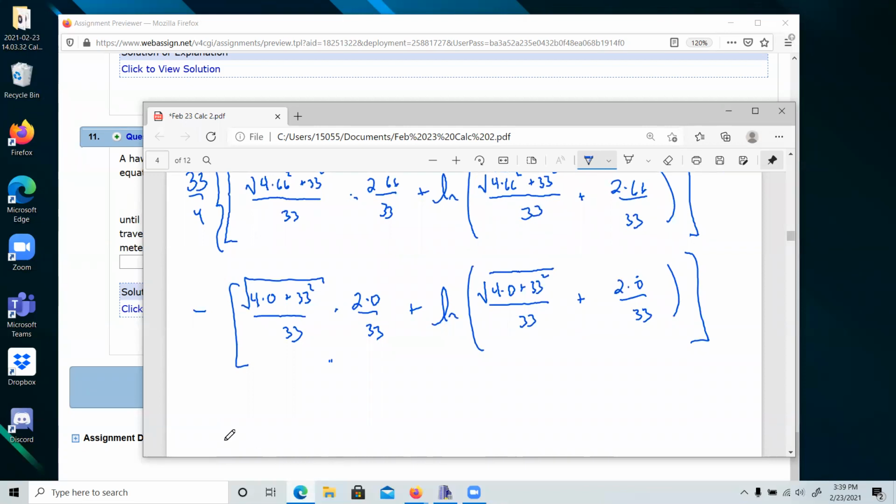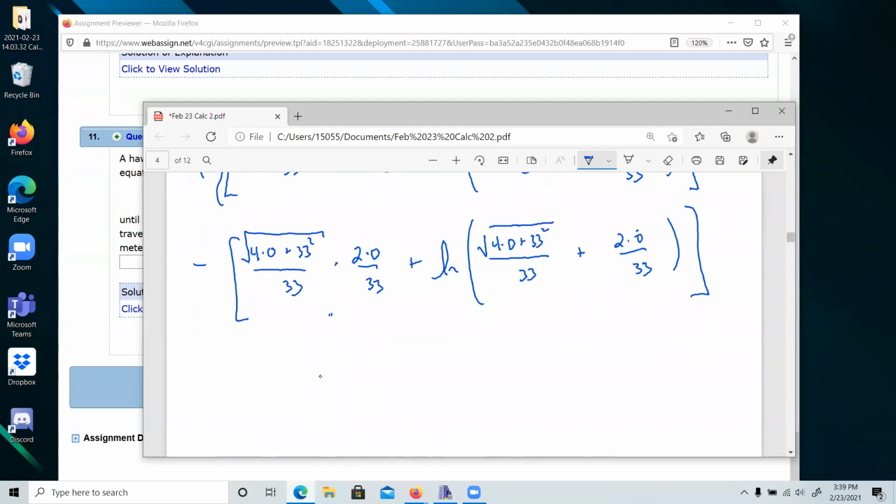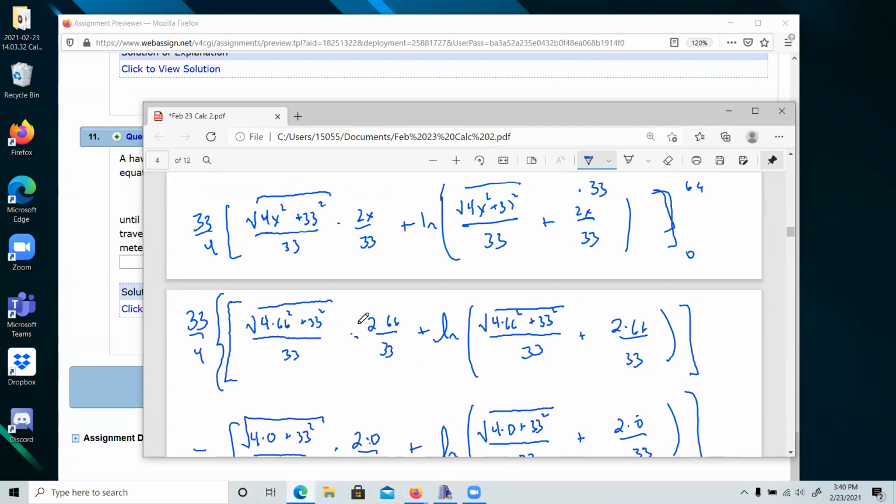All right, this one. So 4 times 0 is 0, right? The square root of 33 squared is 33, 33 over 33. Oh, but times 0. So that's going to be 0 plus. This is again going to be the square root of 33 squared, which is 33, 33 over 33. So that's the natural log of 1 plus 0. Fortunately, the natural log of 1 is 0.